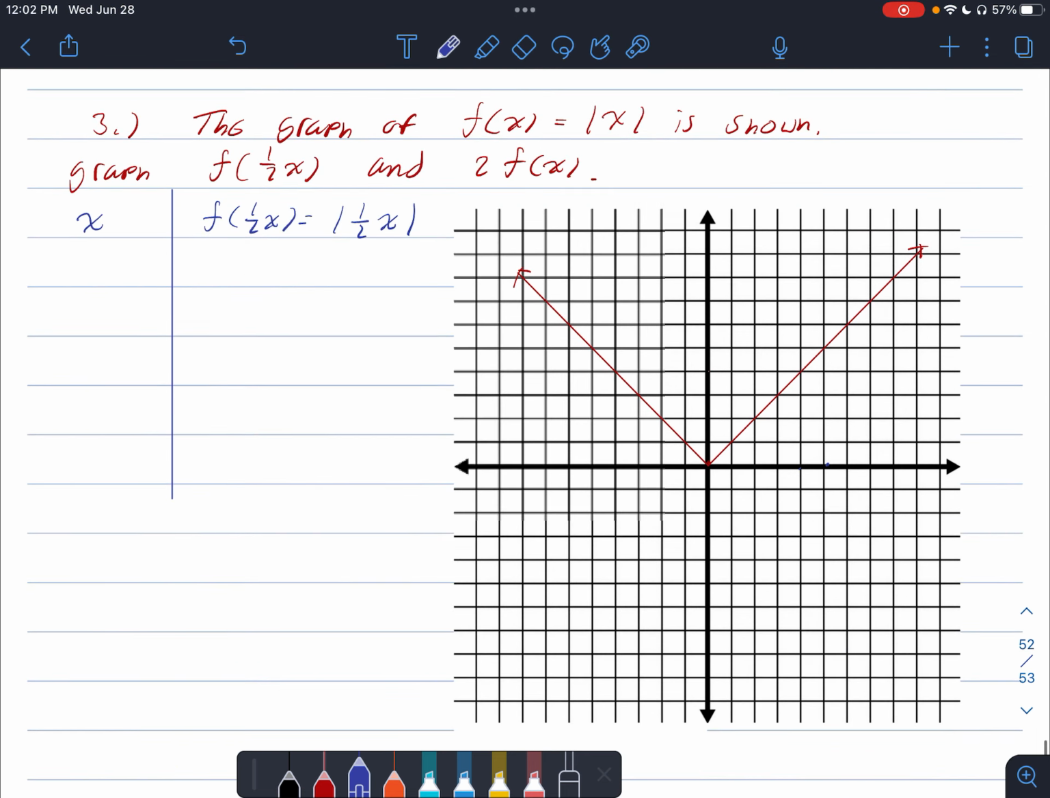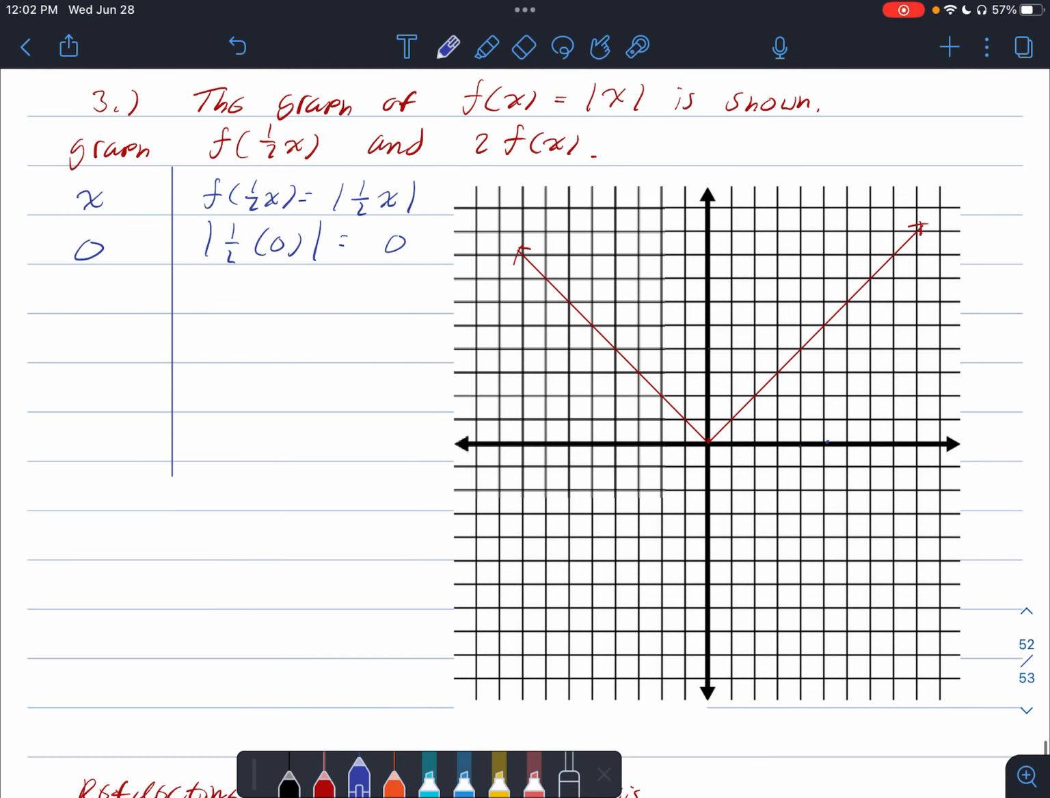So that would give us 1/2 x on the inside of the parentheses. Let's go ahead and plot the point 0 and see what happens. We get 1/2 times 0 in the absolute value bars, which gives us just the absolute value of 0, which is 0. So we know we're going to have a point here, 0, 0.